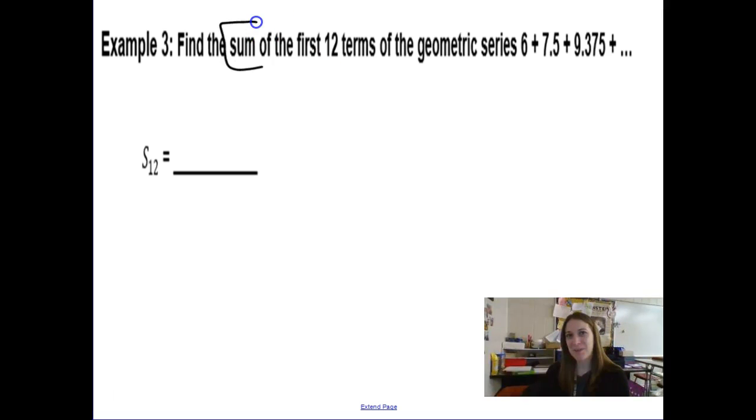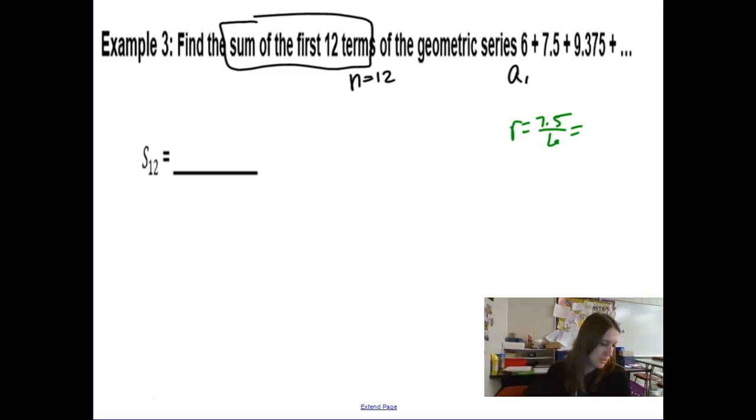This question: find the sum of the first 12 terms. So we're going for 12 terms. That's why they have S sub n. Remember, the notation for series is S. Our first term is 6. And I can figure out the common ratio by doing 7.5 divided by 6, which I should be able to do, but I can't. My goodness. What is it? 1.25. Is that right? Yeah. Apparently that's right. 1.25. So there's the common ratio.